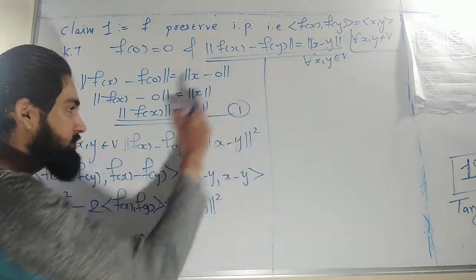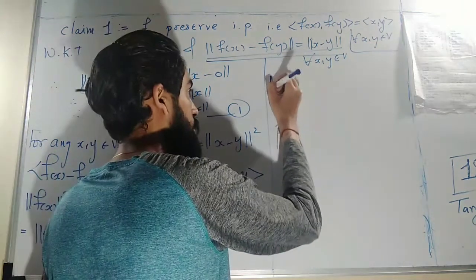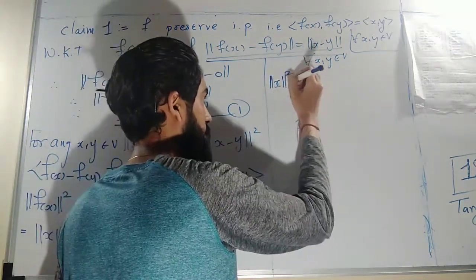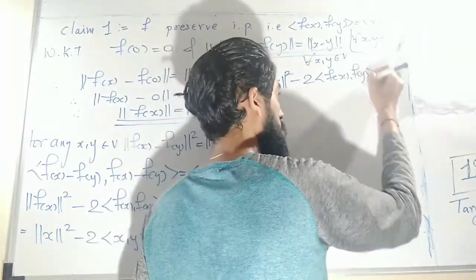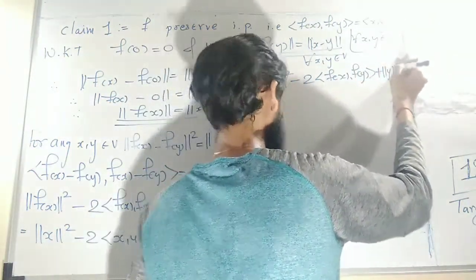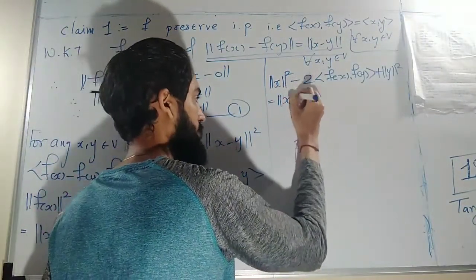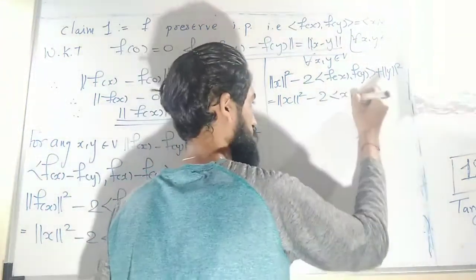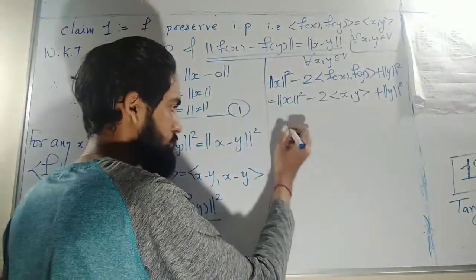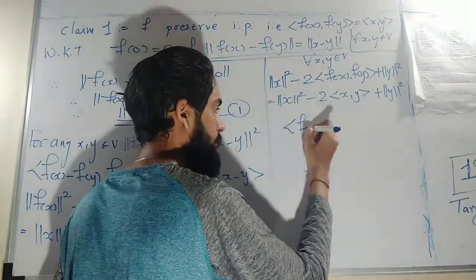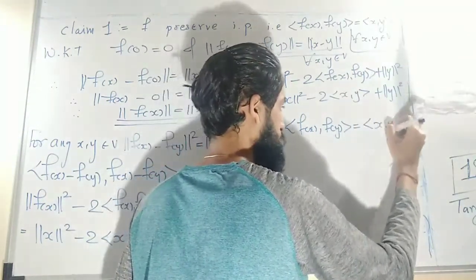If you want, you can name this as 1. So this is actually same as norm of f of x square minus 2 times inner product f of x f of y plus norm of y square. I can write this as norm of y square is same as norm of x square minus 2 times inner product xy plus norm of y square. Cancelling the like terms on both the sides, we get inner product of f of x with f of y is equal to inner product of xy.